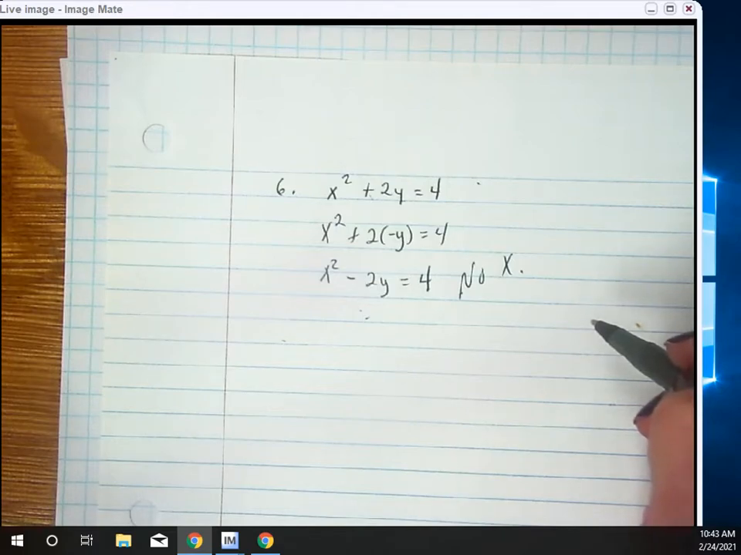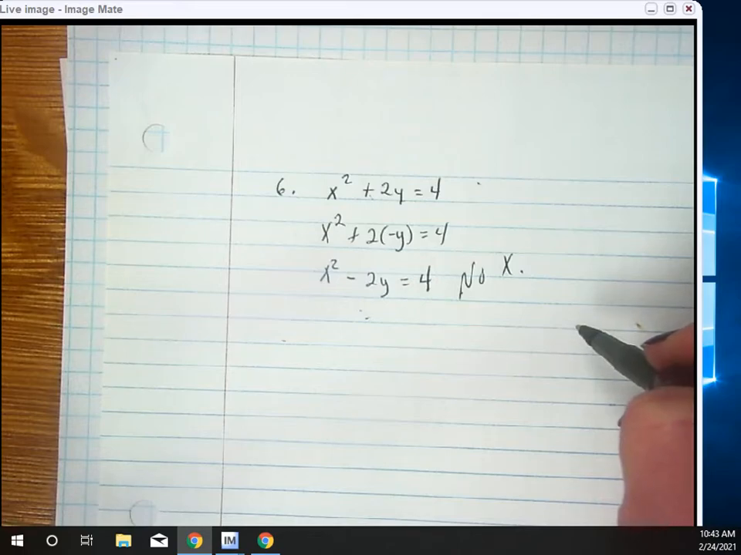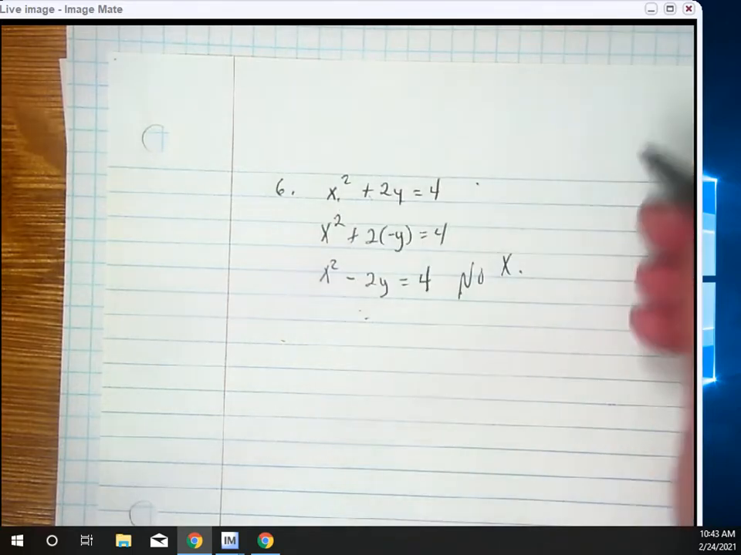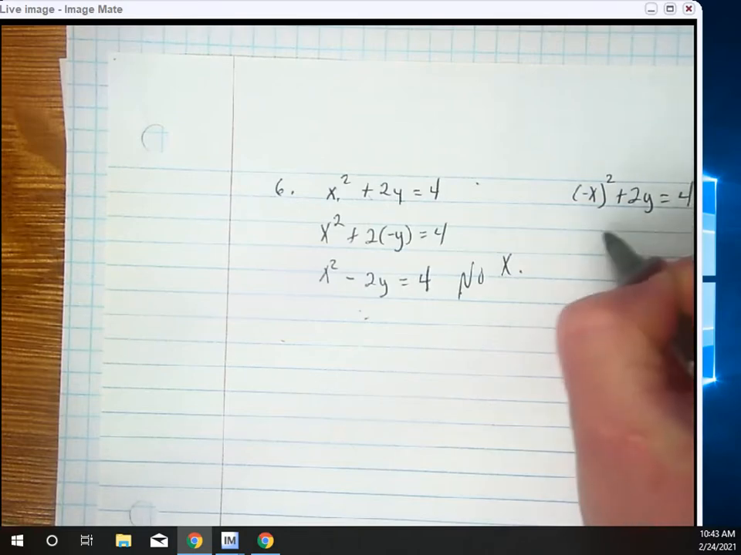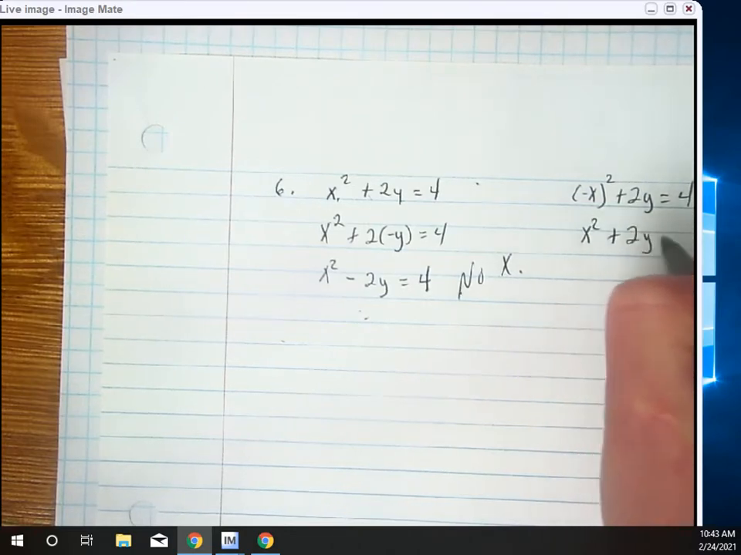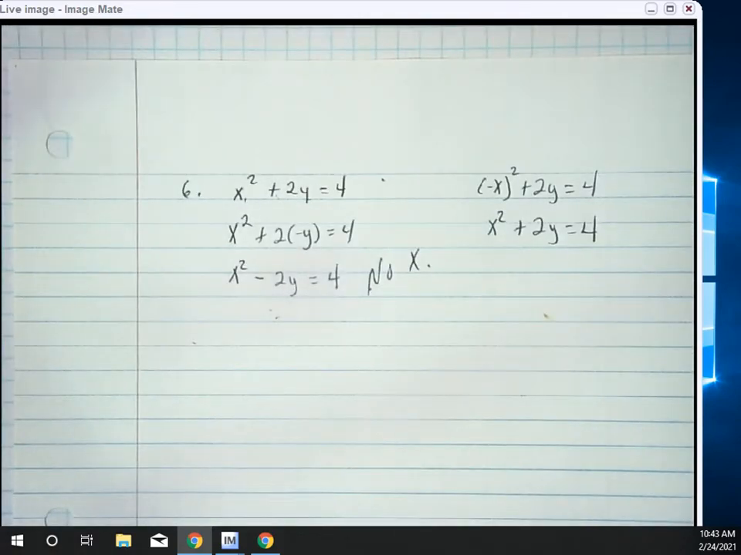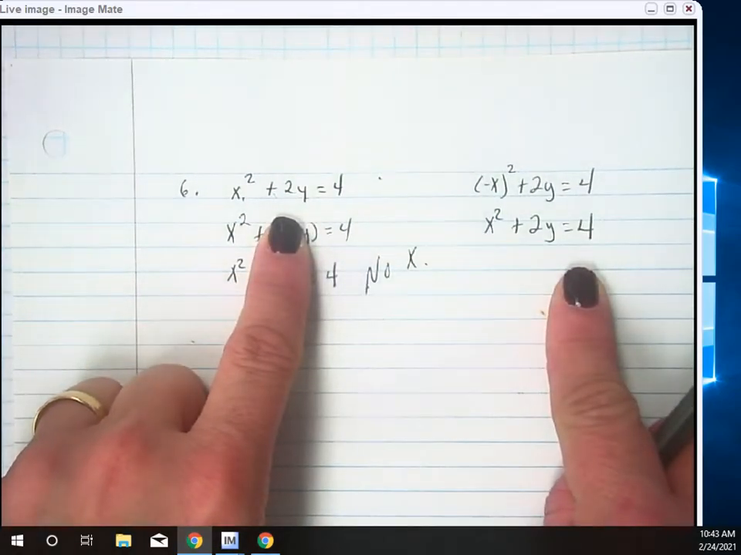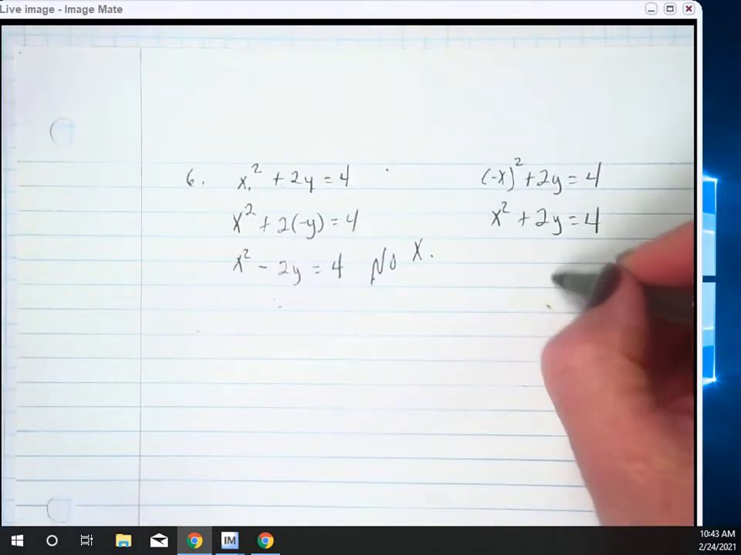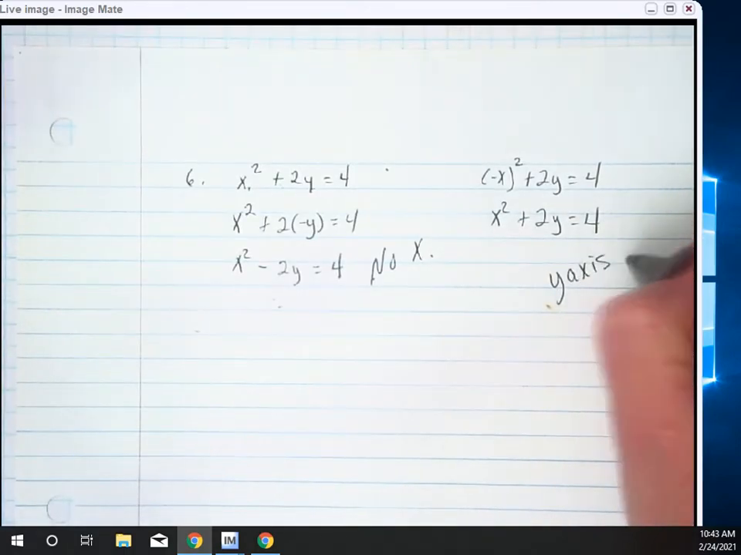We're going to do a test for symmetry with respect to the y-axis. What changed if you have symmetry with respect to the y-axis? The x's. So I'm going to take my x and replace it with a negative x in the original equation, and I'm going to simplify. Do I get the exact same equation out? Is this exactly like I started with? Yes. So this has symmetry with respect to the y-axis.